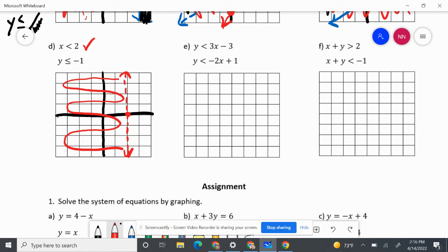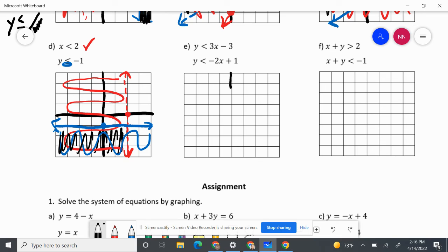Now the next one, y is less than or equal to -1. What we're going to do is go to -1 on the y-axis. We draw a solid line. Since it's less than, we're going to shade below. And our answer is where the two overlap. And we see that they overlap right in here.